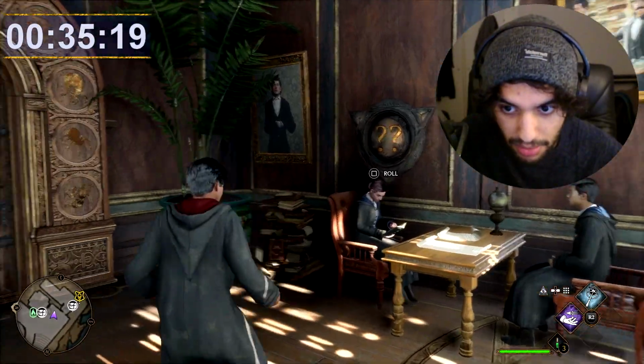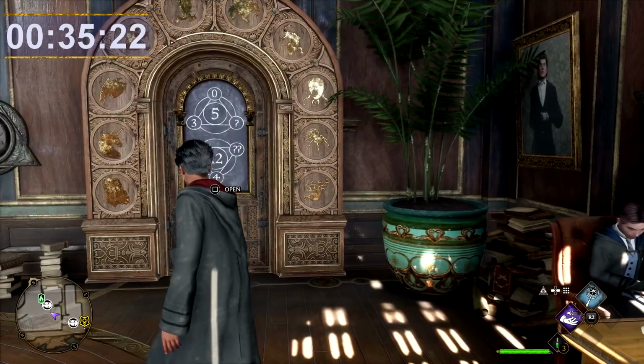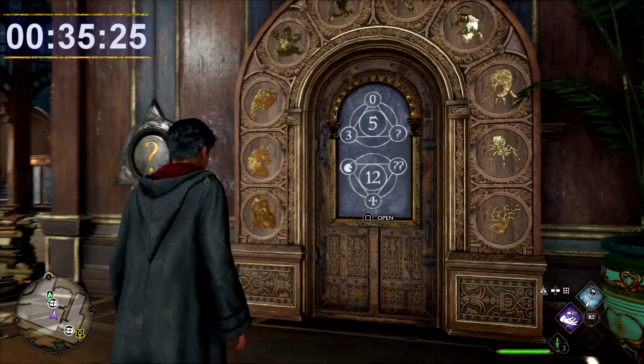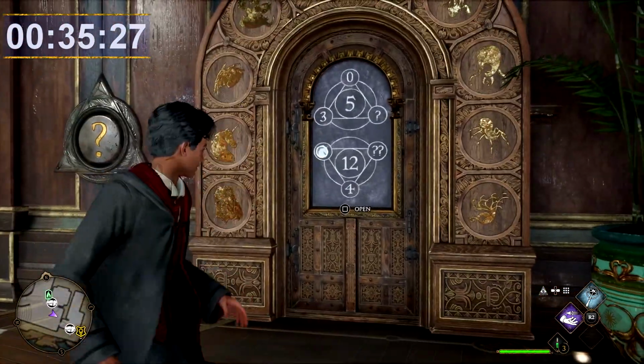If you roll this once, boom, there is a unicorn. That's your first. You would assume that's a 1. If you go in here, that's a 2. But that also doesn't make sense because I tried it. So how else do we figure out what number that could be?